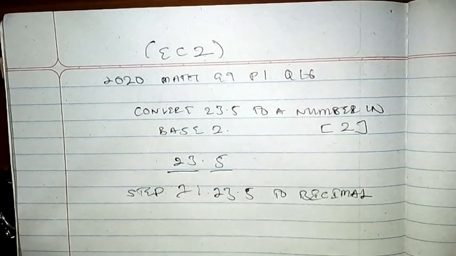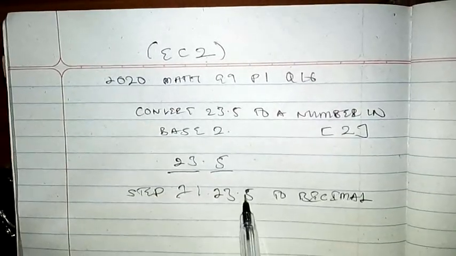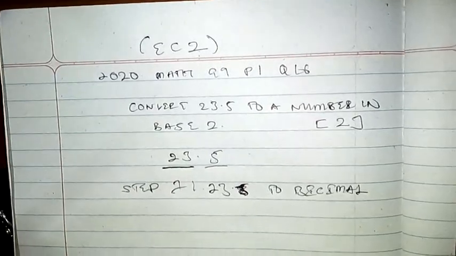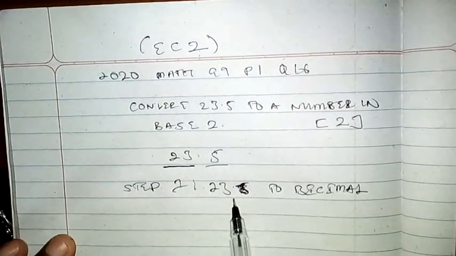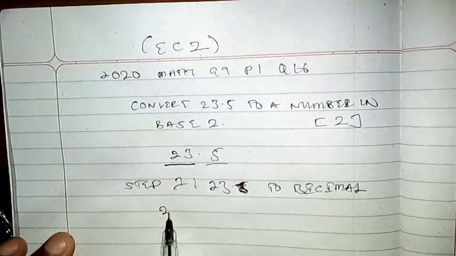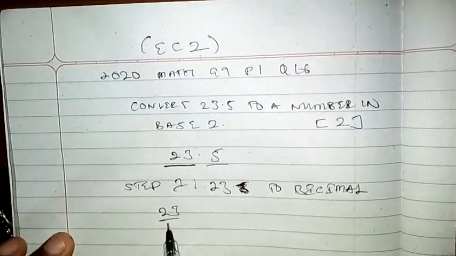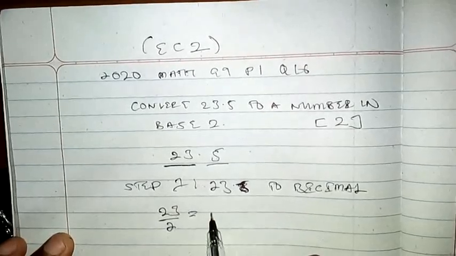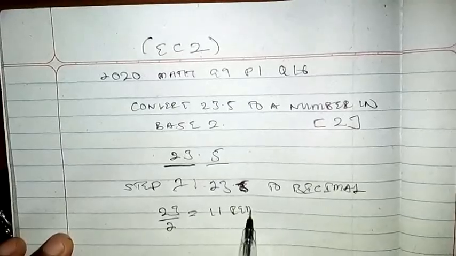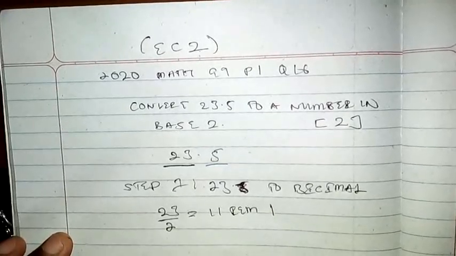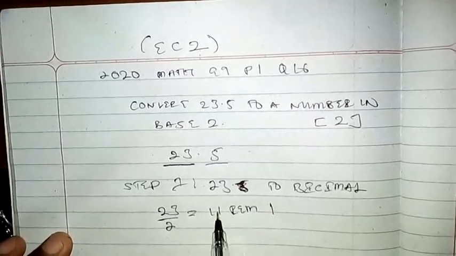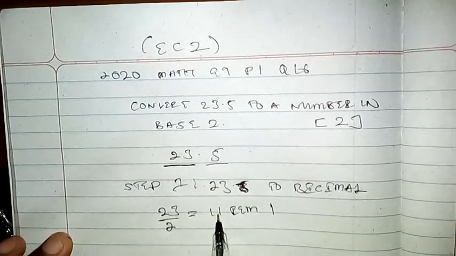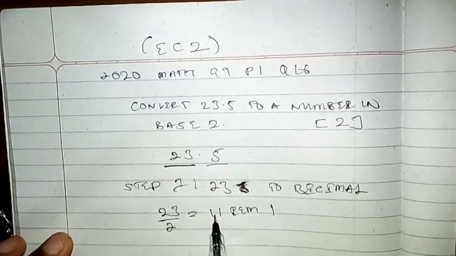So here's how we solve this problem. We are only interested in 23 at this step, which is step 1. So we're going to convert 23 to base 2. We're going to say 23 divided by 2. 2 into 23 is 11, remainder 1. Since this whole number part, this quotient, is not 0, we are not going to stop until it becomes 0.